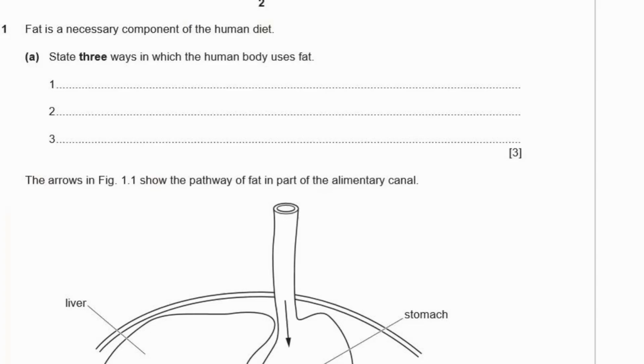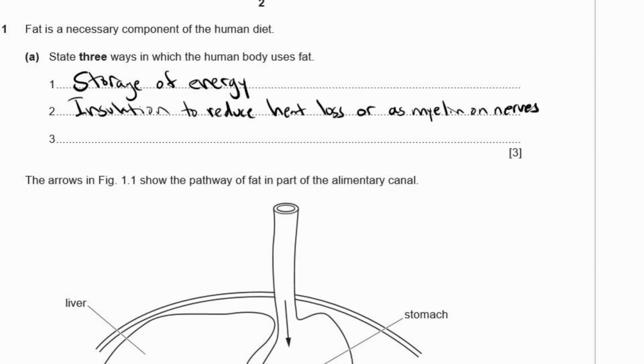Question 1. Fat is a necessary component of the human diet. A. State 3 ways in which the human body uses fat. Okay, it is 1. The storage of energy. We use fat as a storage form of energy so we can use it for respiration. We also use it for insulation. Okay, it's insulation to reduce heat loss or as myelin on nerves.